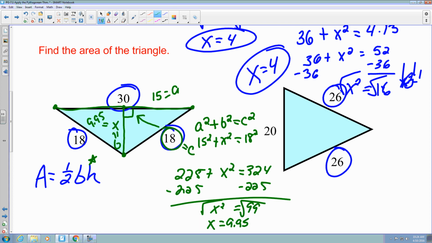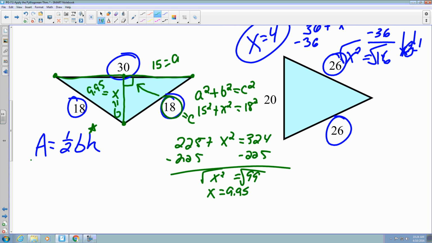Now what I get to do is I can now use my area of a triangle formula in order to find the area for this specific triangle. So area is going to equal 1/2 times the base. The base is right here. So the base will be 30.